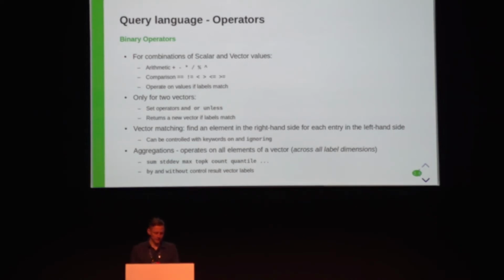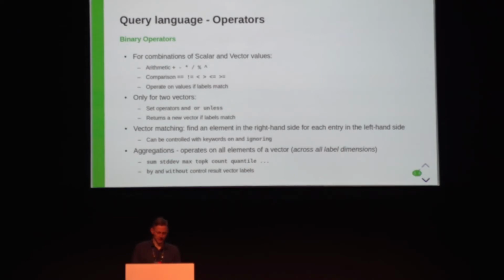For two vectors, there's a bunch of operations that only make sense with two vectors. So and, or, and unless return new vectors if the labels of these two vectors match. And as I said, you can control which labels Prometheus looks at for this matching. By default, it will try to match all the labels. You can tell it with on to just match a label or multiple labels, or you can just ignore a single label or a bunch of labels.